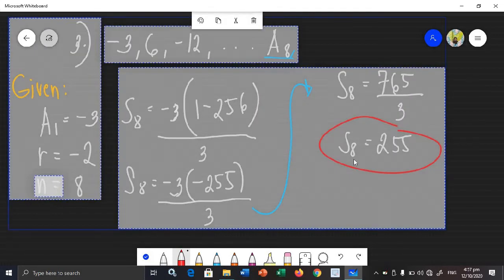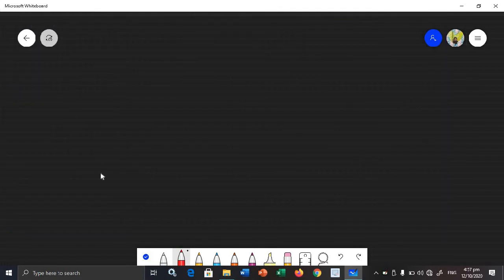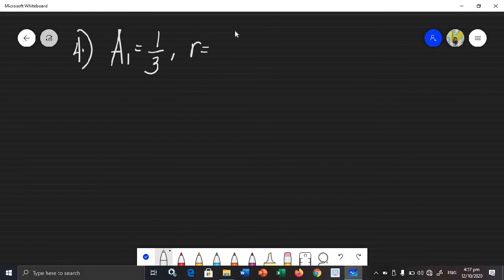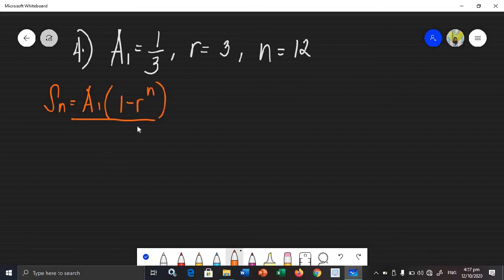And then, again, we have another given. So, sa number 4, we will find the sum of the finite geometric sequence given that, okay, may given na agad dito, a sub 1 is 1/3, your common ratio is 3, and we will look for the sum of the first 12 terms in the sequence. So, using the formula, let's look for the sum of the first 12 terms of the sequence.